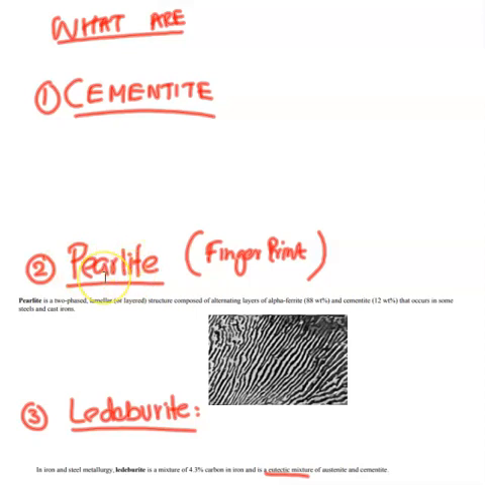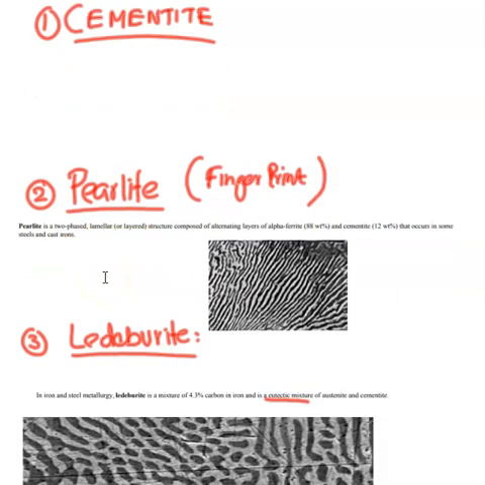Then we got the pearlite. Pearlite is a fingerprint structure. Pearlite looks like that. That's a graph. Pearlite is actually made of two phases. One is called ferrite, and the other is cementite. Ferrite and cementite combine and form that.